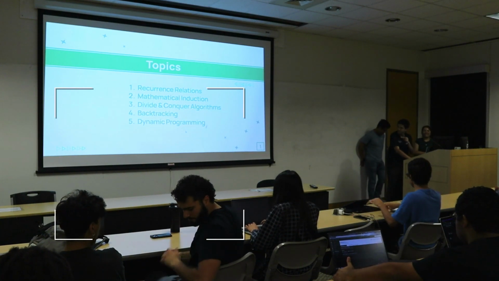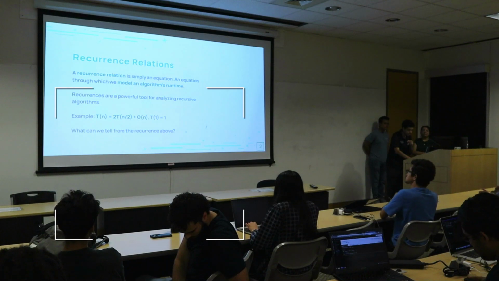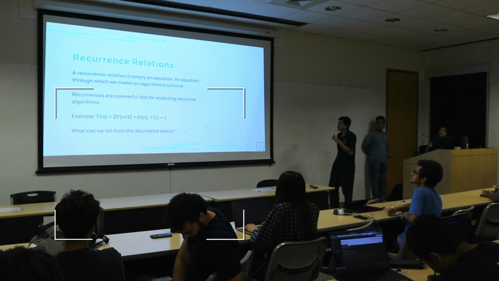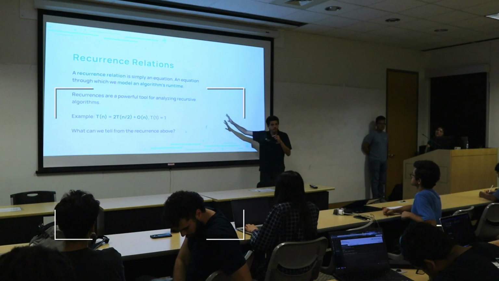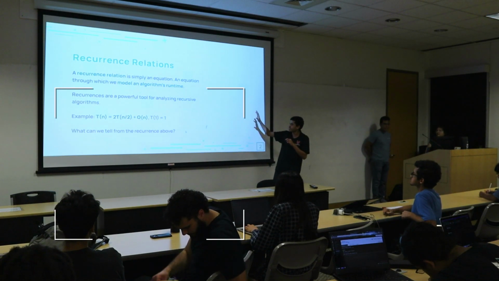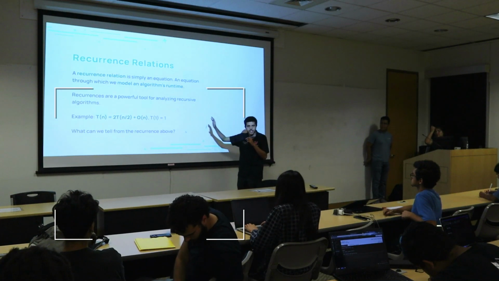Okay. Well, let's get started with recurrence relations. The thing about recurrence relations is they're just an equation. Don't get scared by them. Don't freak out. It's literally just a way to represent the runtime of an algorithm, right?